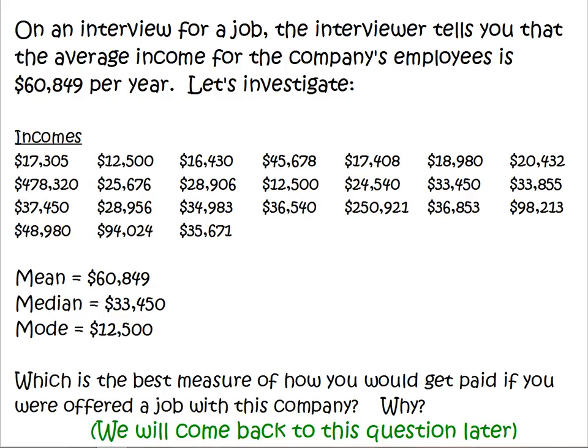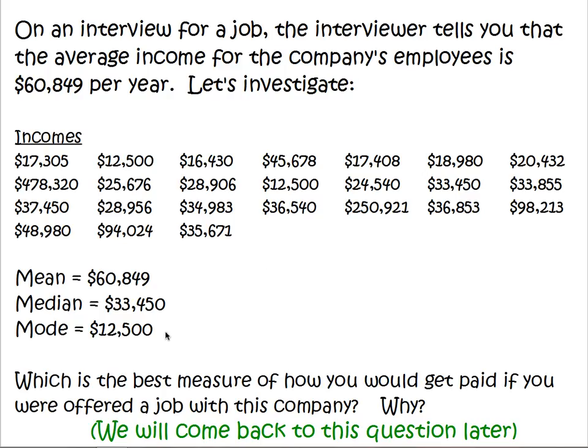So let's say you go on an interview for a job and the interviewer says that the average income for the company's employees is $60,849 per year. So that sounds pretty good, right? You're going to make over $60,000 a year. That's not too bad. But when you investigate further and look at the list of annual incomes for the employees of the company, I want you to just take a second to look through this list and see how many of them are over $60,000 a year. There's not very many, right?